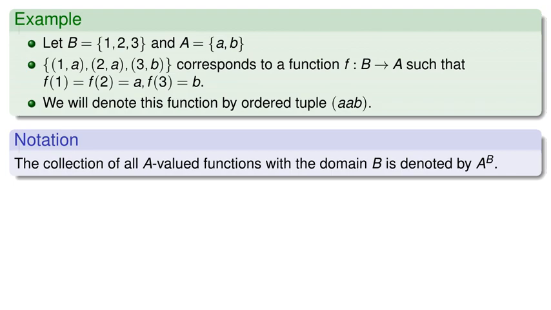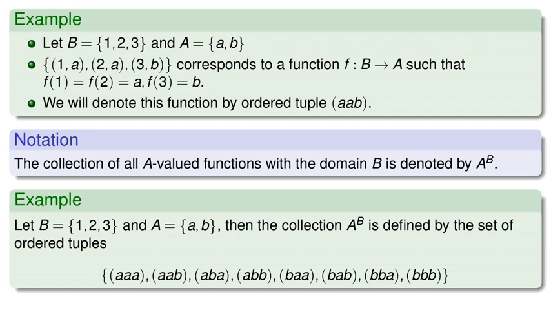We have a special notation for the collection of all A-valued functions that have the domain B. This collection is denoted by A superscript B. So for our previous example, where B is the set 1, 2, 3 and A is the set {a, b}, the collection A superscript B is defined by the set of all possible ordered 3-tuples where each element comes from A. That is the set containing aaa, aab, aba, abb, baa, bab, bba and bbb.